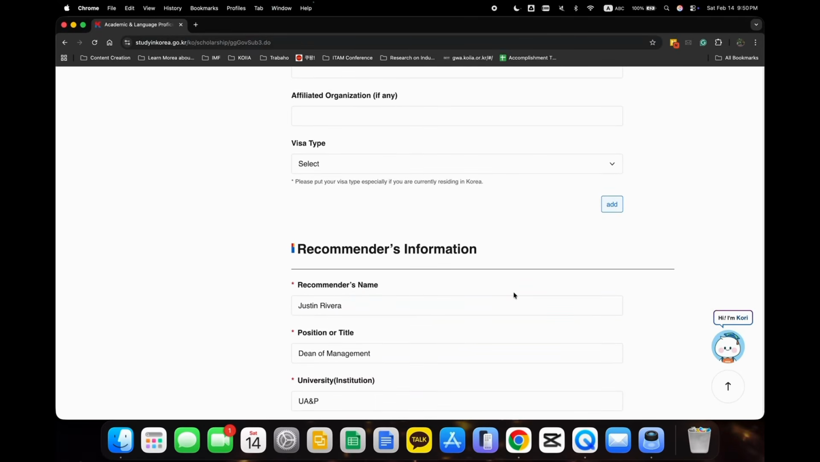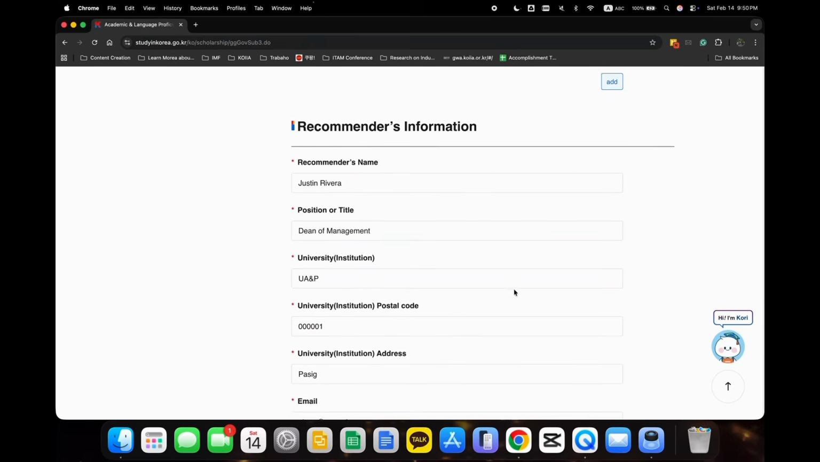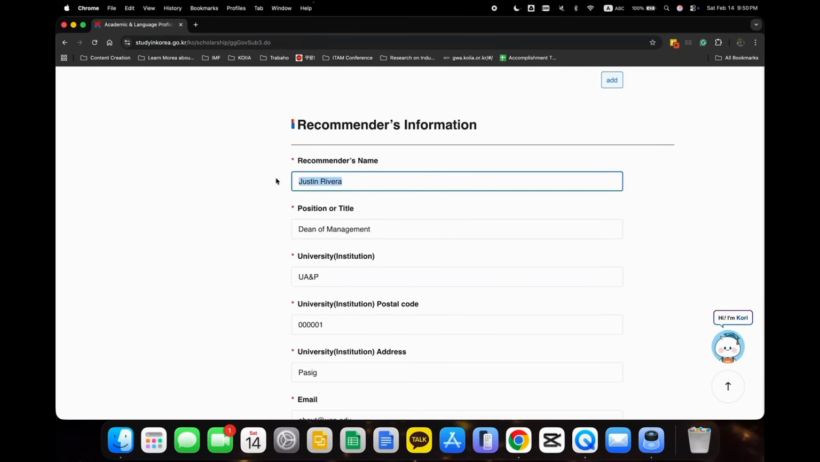I suggest referencing the top two recent visits. Now for the recommendation letter. Again, follow this format: first name of the recommender, middle name of the recommender, and the surname of the person giving you the recommendation.